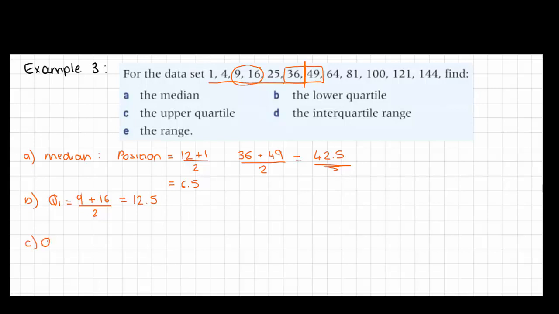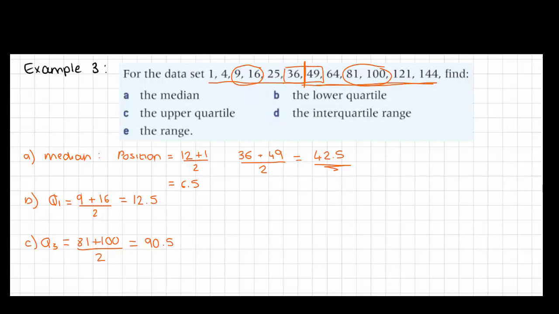Quartile 3, same idea, but we're going to do it with all the values above the median. So from 49 to 144. Find the middle of those values, and we'll find it's between 81 and 100. So we can do 81 plus 100 divided by 2 to find the middle of those numbers, and that is 90.5.